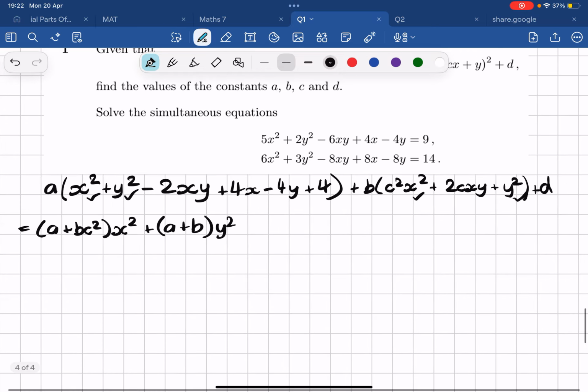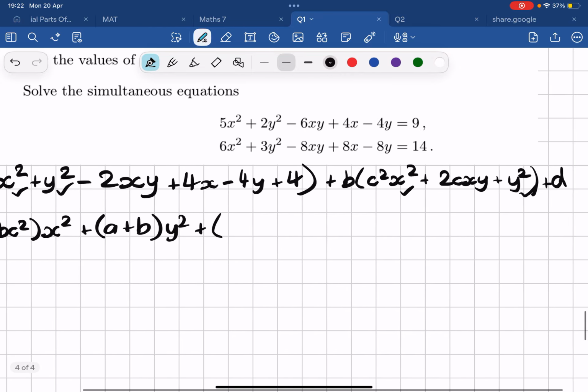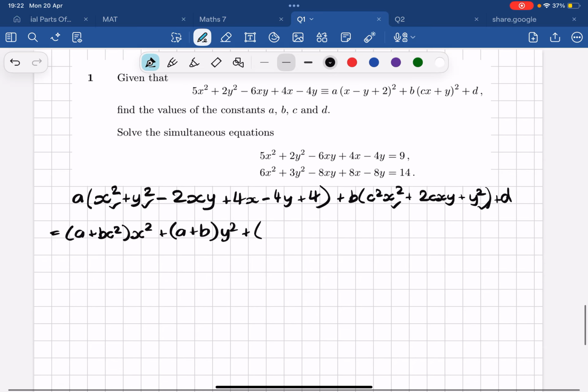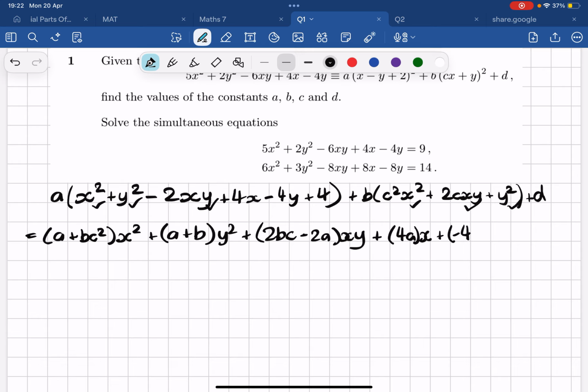Onto the xy, so we have minus 2a and plus 2bc. Let's write the 2bc first: 2bc minus 2a, xy. So that's done. What we're left with is just x, y and a constant. So we have a 4a x, then we've got a minus 4, let's bracket that off, y, and then we've got a plus 4a plus d.